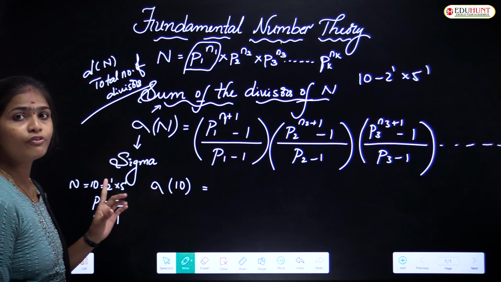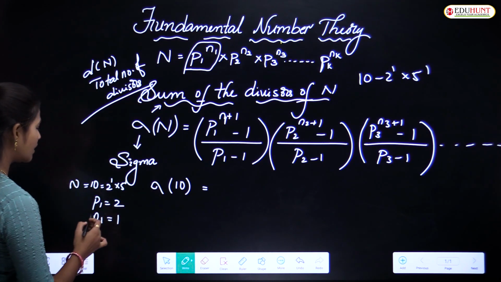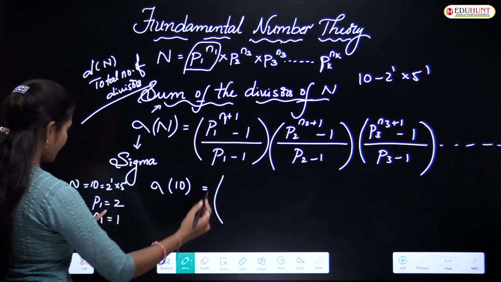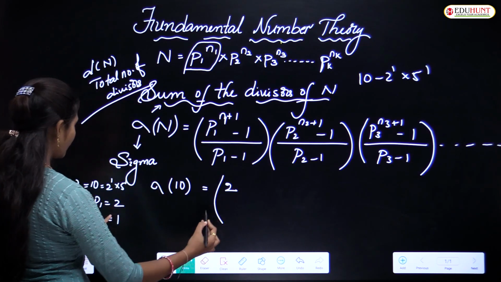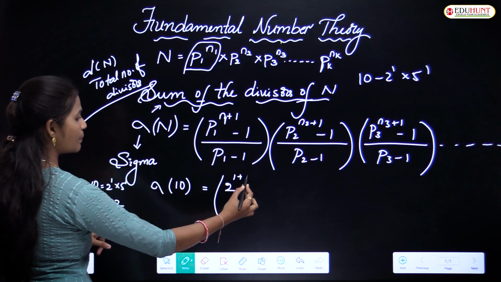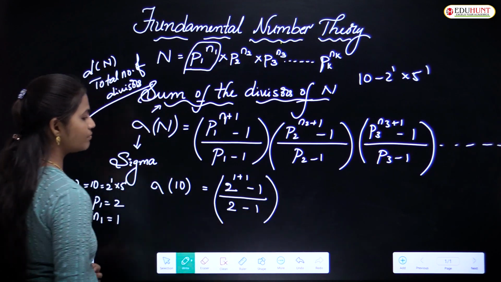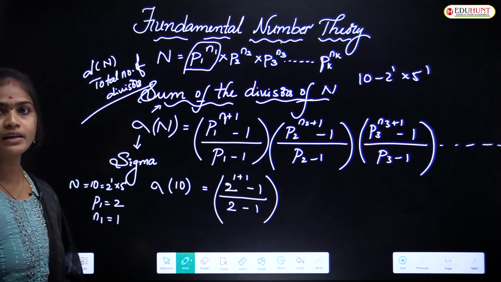For that, the sum of all the divisors of a given number. So p1 is 2 and n1 is 1. So substitute p1 is equals to 2, so 2 power n1 plus 1, that is 1 plus 1, minus 1, again by p1 minus 1, that is 2 minus 1. That's it. That is for 2.